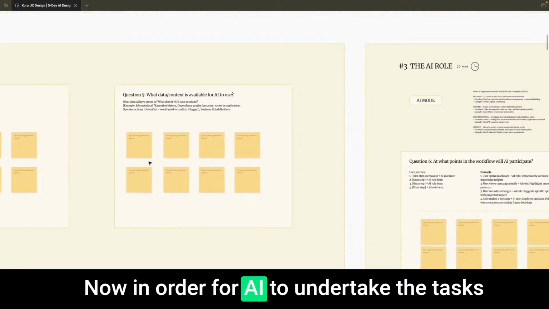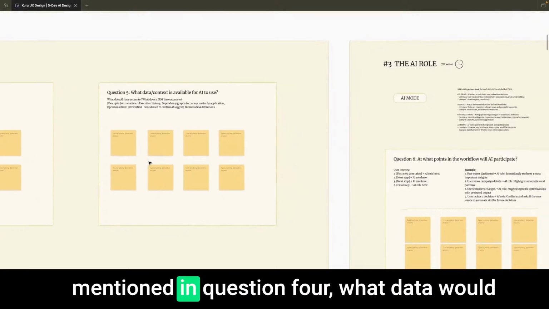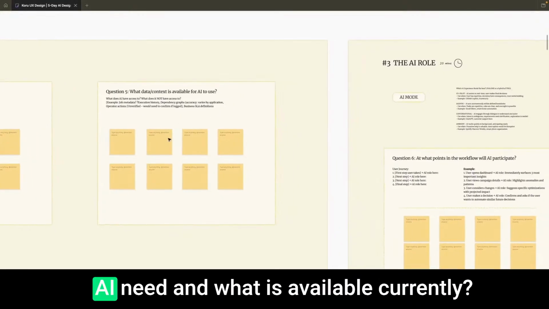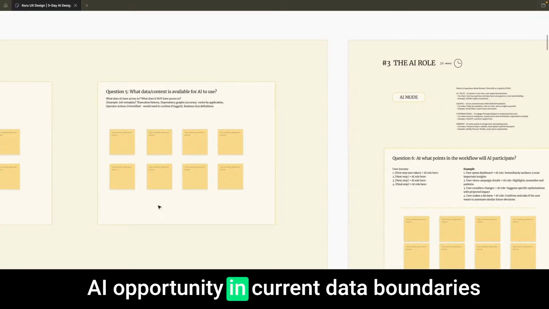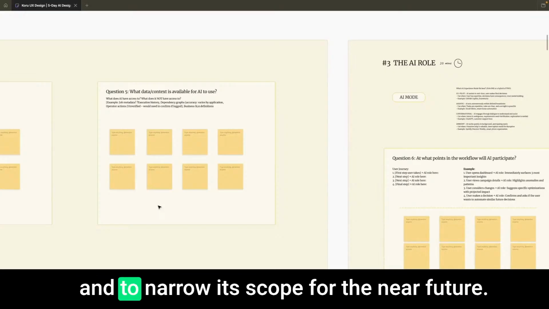Now, in order for AI to undertake the tasks mentioned in question 4, what data would AI need and what is available currently? This question is aimed at grounding the AI opportunity in current data boundaries and to narrow its scope for the near future.